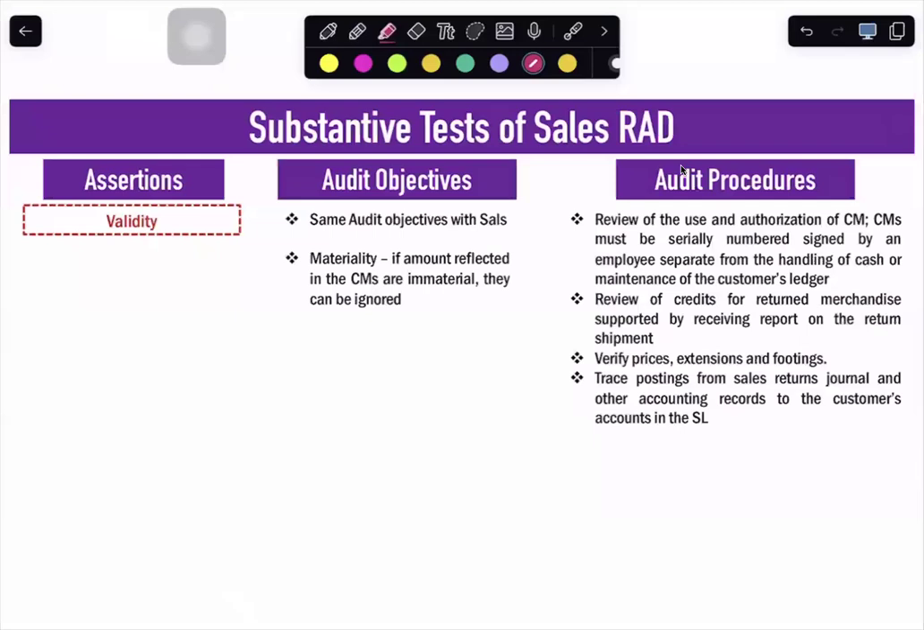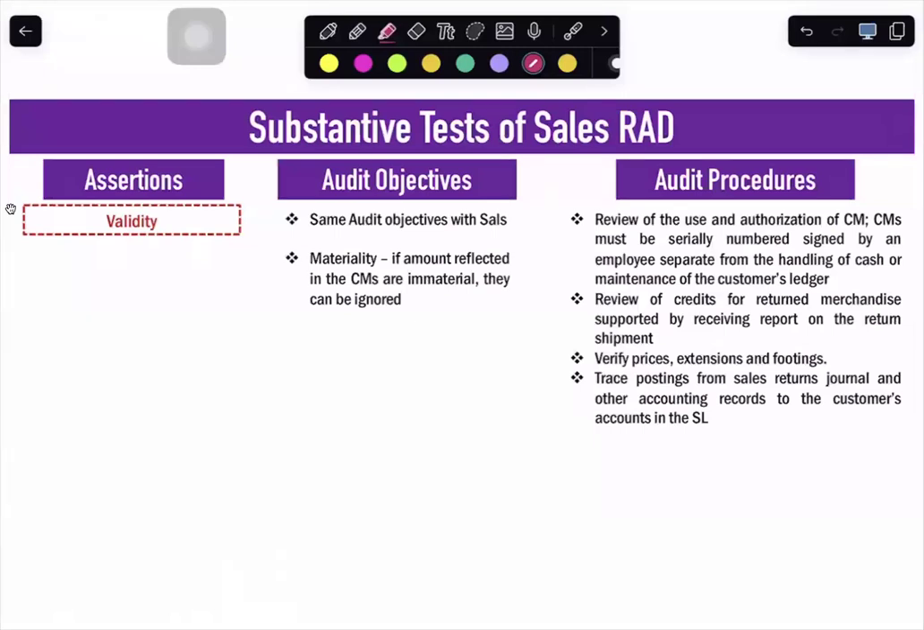Now, how do we test the returns, allowances, and discount? For returns, allowances, and discount, our main assertion to test here is the validity of our returns, allowances, and discount. So what is our audit objective? It has the same audit objective as sales. And then we look into the materiality. If the amount reflected in the credit memos is immaterial, you can ignore it. But if it's material, you test it.